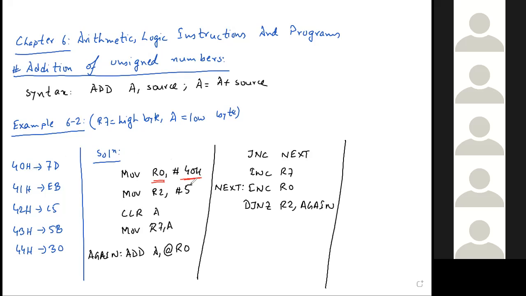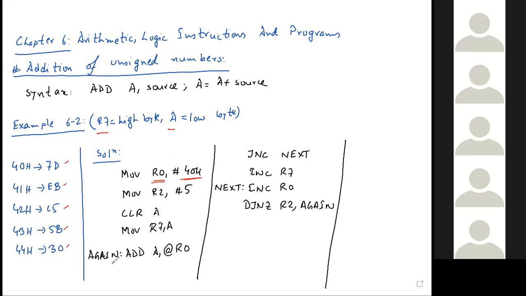Now, why are we moving 5 to R2? Can anyone say? Sir, for the loop, for the jump instruction. Exactly. For controlling the loop. So R2 is your loop control variable. We have got 5 numbers over here, 1, 2, 3, 4, and 5. So that's why you're moving 5 to R2. Then we clear this accumulator and R7 because this is where we will store the result.